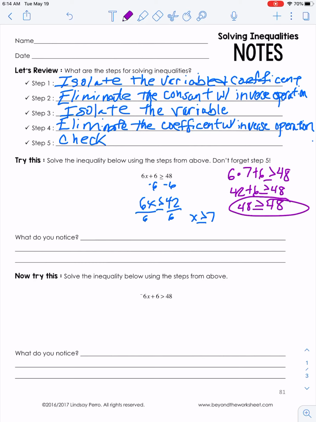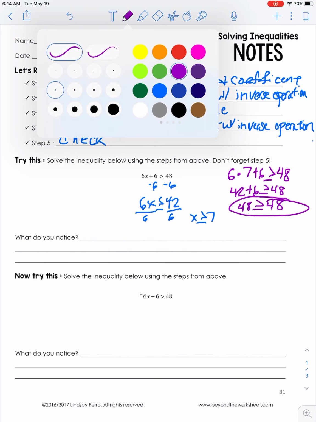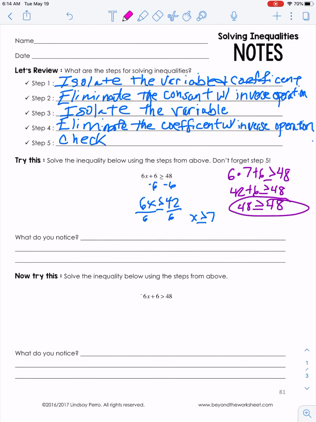So, what did you notice about solving an inequality? What were your observations? My observation was the steps for solving equations apply to solving inequalities.